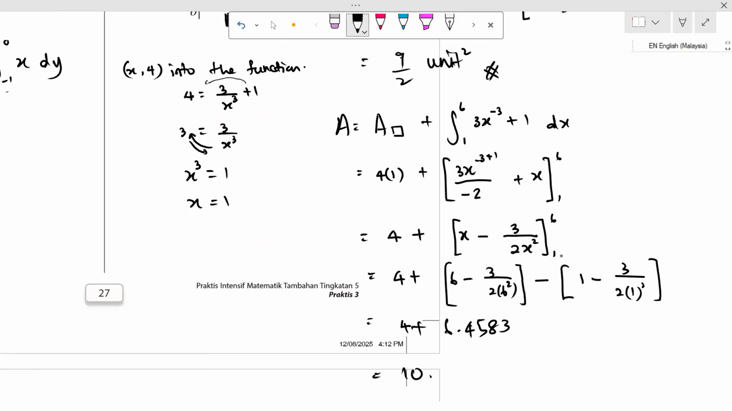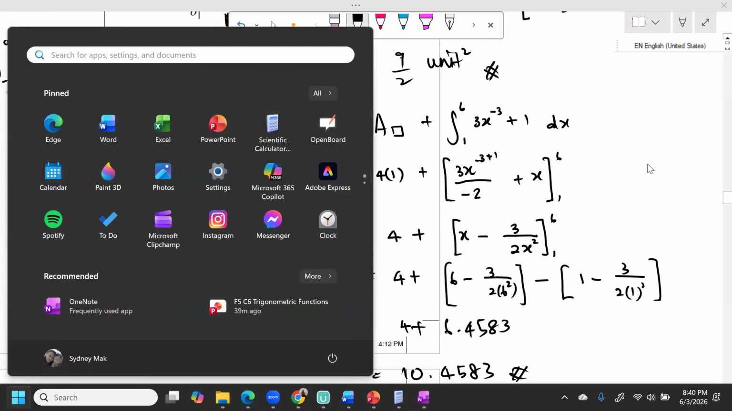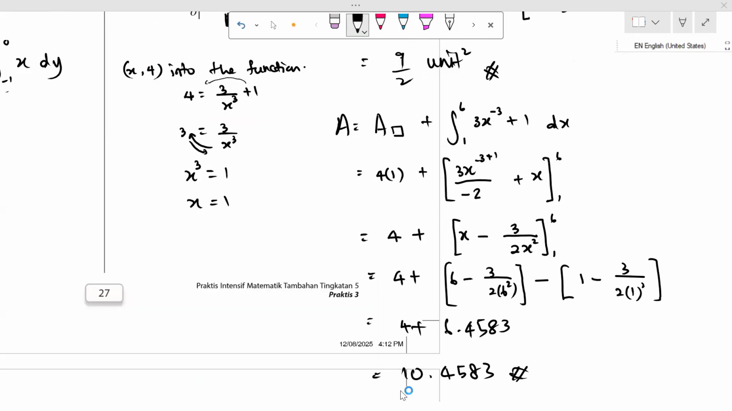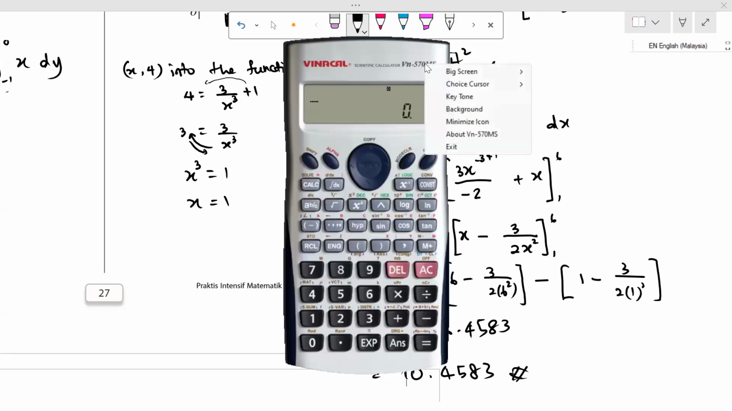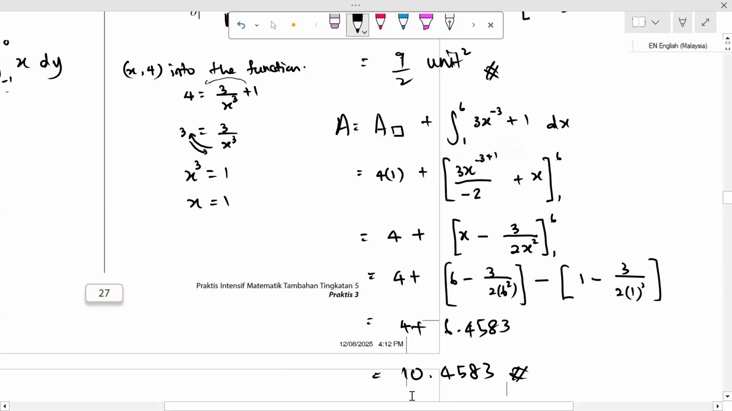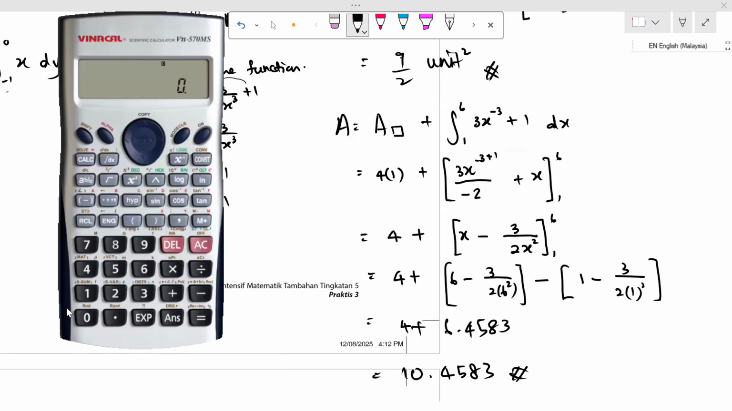So we have 10.4583. Just let it be. Now, if you already know how to calculate the integration without the calculator, then we use this law.